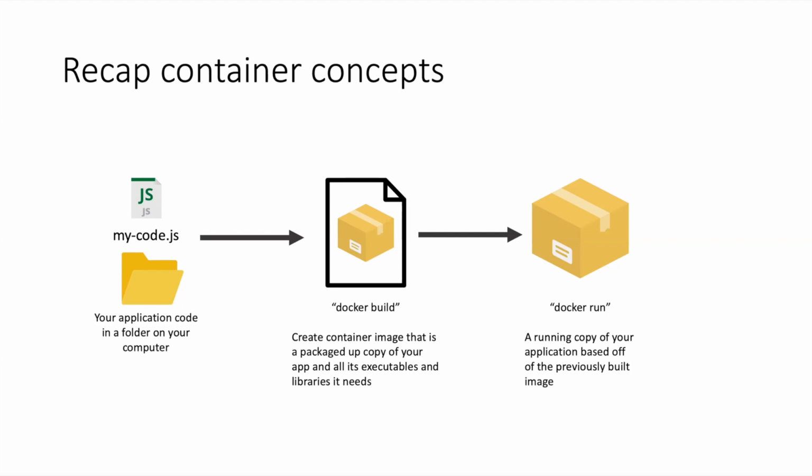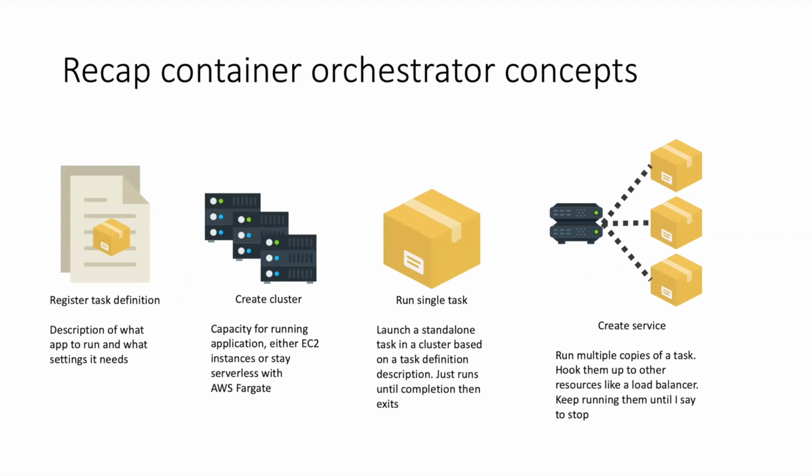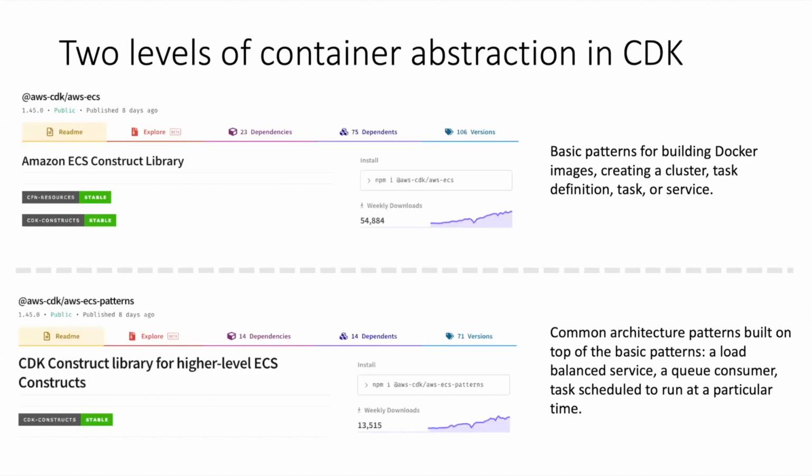And then to recap the container orchestration concepts, I take my container and I create a task definition which describes how I want to run it. I create a cluster, and then I either launch a standalone task, which is just a standalone container, or I launch a service, which is launching multiple containers at once and hooking them up to some other resources. So these are the pieces that I want to create with my infrastructure as code. Let's see how CDK helps me to create all of these things. There are two different levels of container abstraction that are available inside of CDK for ECS.